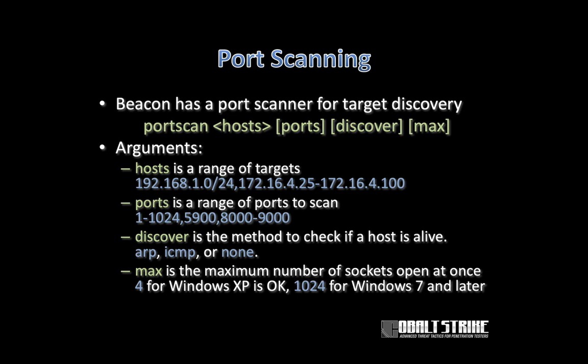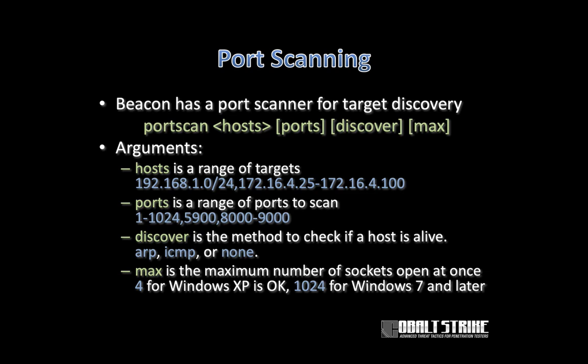The discover argument is the method to check if the host is alive. If you specify ARP, that will have the port scan tool try to look up the MAC address of the target before it starts to scan it. ICMP will use an ICMP ping to check if the host is alive, or none will skip this entire process and scan the ports for each possible target as if it is alive.